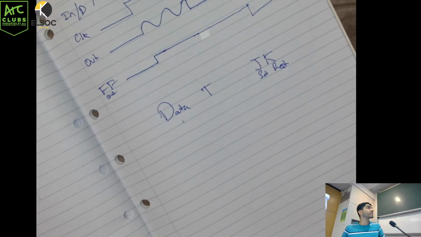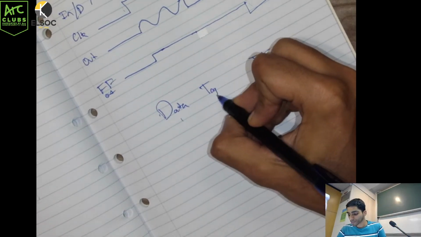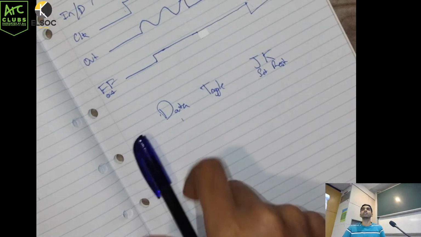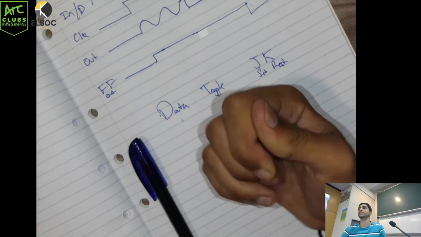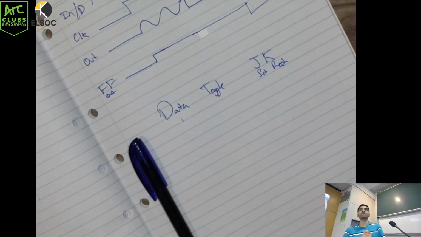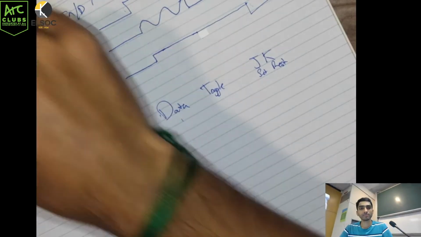And then your T is what's actually new. T is your toggle. So if the toggle signal is high when the clock edge is sampled, then the output value will flip. This is a bit different to what we've taken in so far. But those are your 3 types of flip-flops.